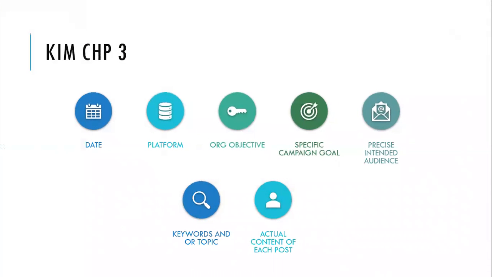With each posting on this content calendar, you need the following information. You need the date that it will be published or going live. You'll need the platform it is on. This is really important if you're following many versions, if you're on LinkedIn and YouTube and Snapchat. It needs the organizational objective: how does that post align with the company? Then the specific campaign goal, precise intended audiences, keywords and/or topics, and the actual content of each of these posts.